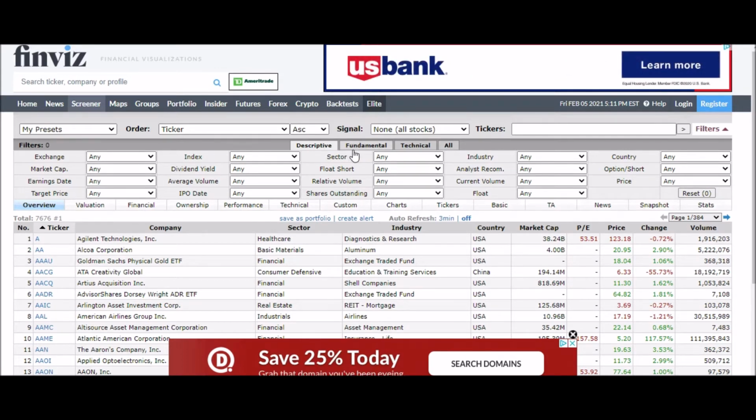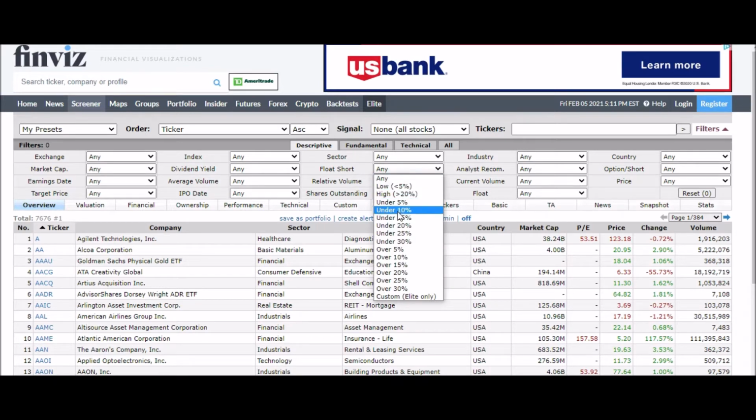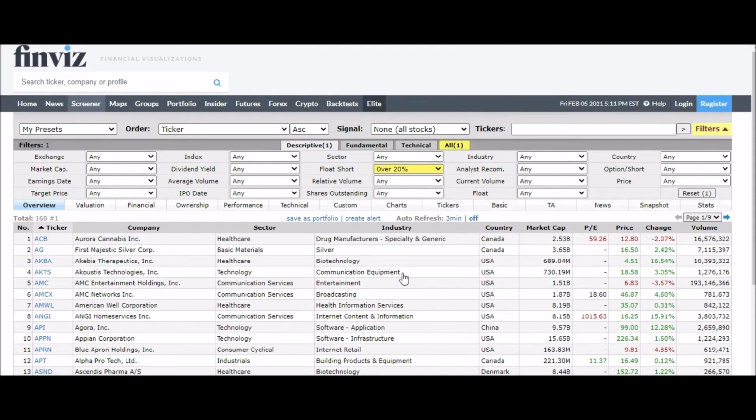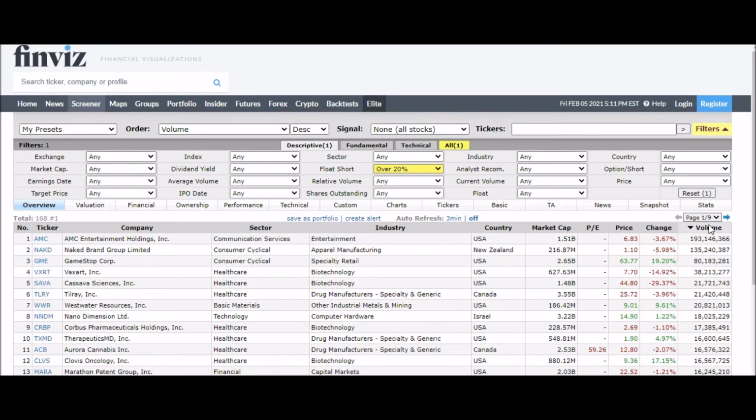So we're going to use the tabs that are right here. First, float short. Let's hover so you can see what that is. Float short, the amount of short selling transactions of a given stock. So it's the percentage of shares that are shorted of the float, the amount of shares out there. So let's go with over 20% for this first one. I like to adjust it by volume.